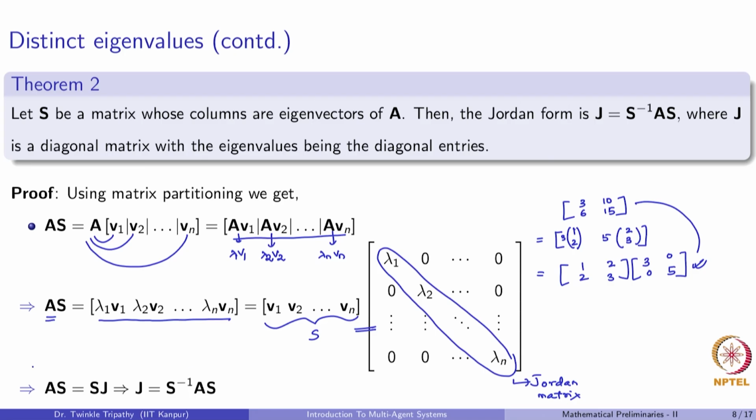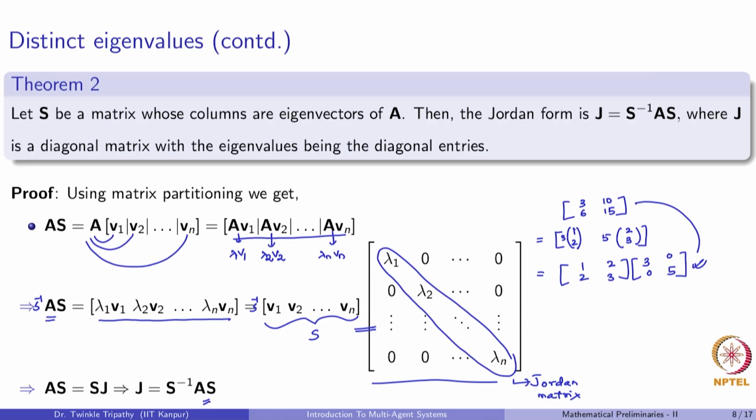So, now let us left multiply S inverse on both the sides. S inverse and S when multiplied together simply become equal to identity, and what remains is the Jordan matrix, meaning J is simply given by S inverse A S. And what do we observe here?